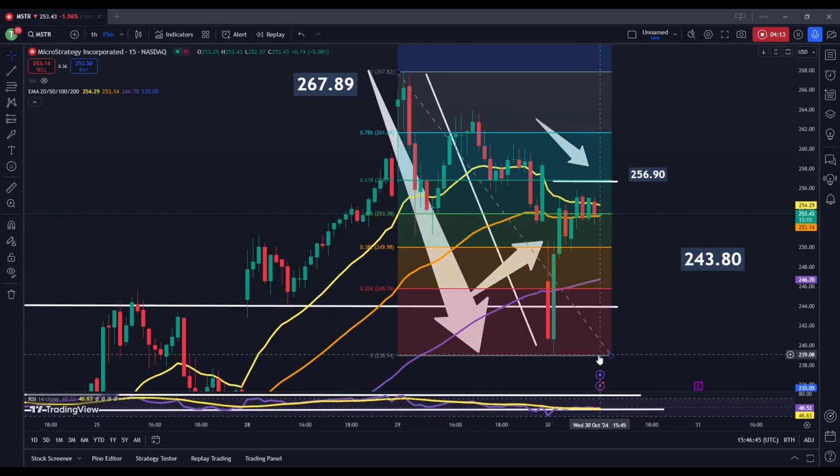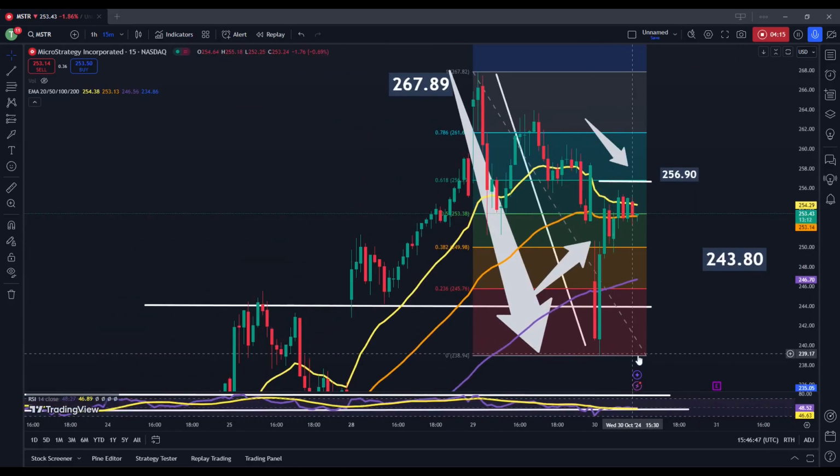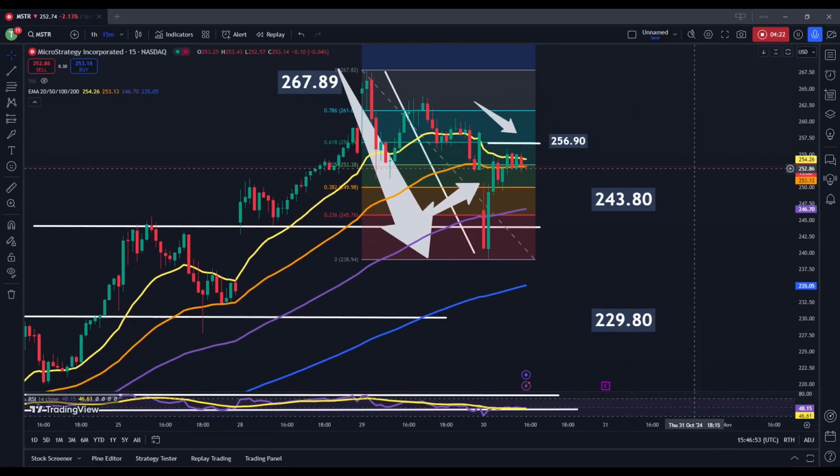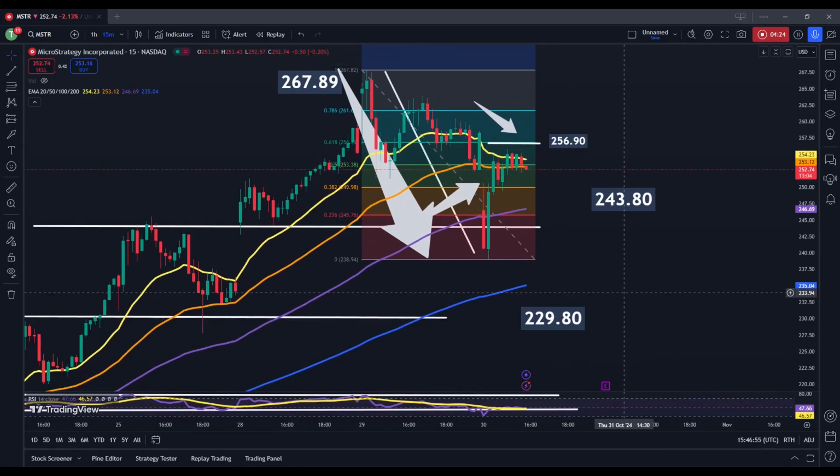However, to the downside, we do have to consider the possibility that a break below this 239 level will occur. And then for me, that main line in the sand does come in at 229.80, because I do think that if we see a break below there, that would suggest that a longer term, or at least an intermediate term top would be in place right around 267. So here's the current market update for MicroStrategy, stock ticker MSTR.